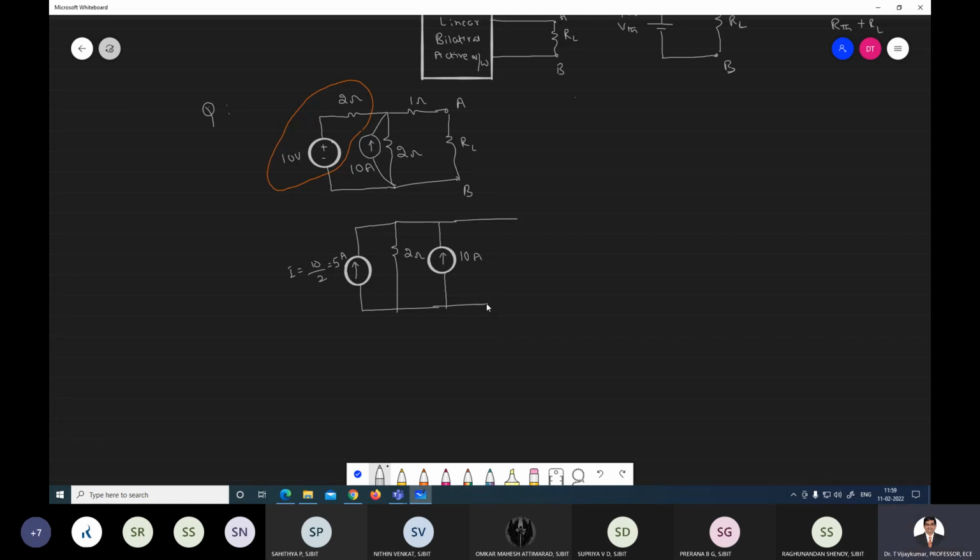And again there is another 2 ohm resistance, so you write a 2 ohm resistance here. And here there is a 1 ohm resistance, that you write. This point is A, and this is B. And here is the load resistance. You can remove the load resistance.